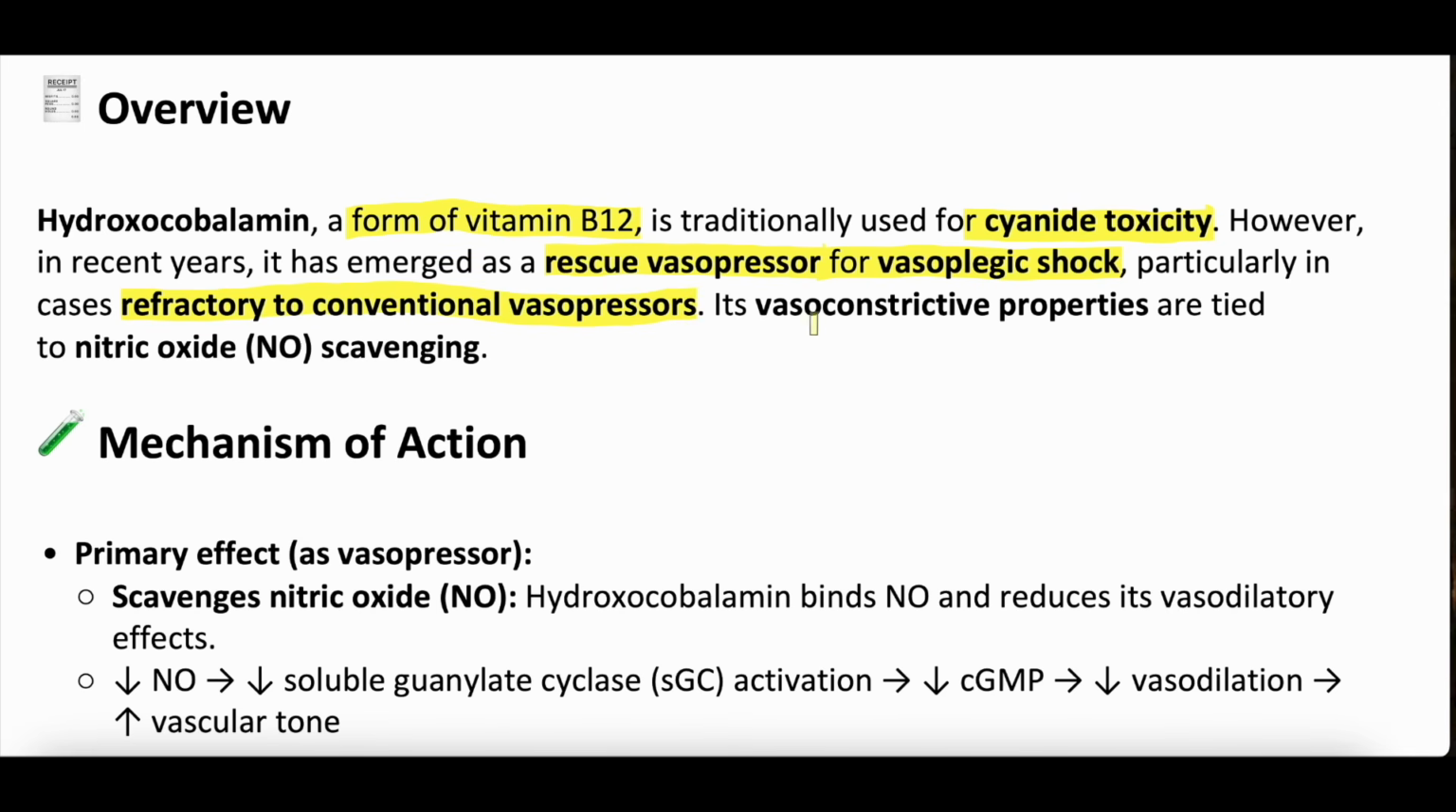Its vasoconstrictive properties are tied to nitric oxide scavenging, and this is not dissimilar to another salvage therapy known as methylene blue. We actually have talked about this in one of our other vasopressor and inotrope episodes. Definitely check that out. We got a whole series on vasopressors and inotropes.